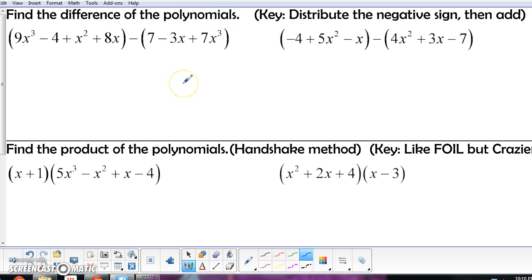Alright, in our next video we're going to look at subtracting a couple of polynomials. So we're told to find the difference, that means subtract. Key step here is to distribute the negative sign and then add the like terms together. So that's what I will do for this first expression here.